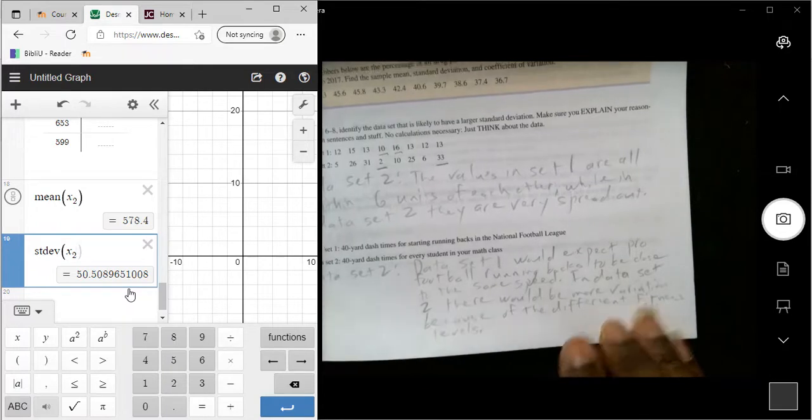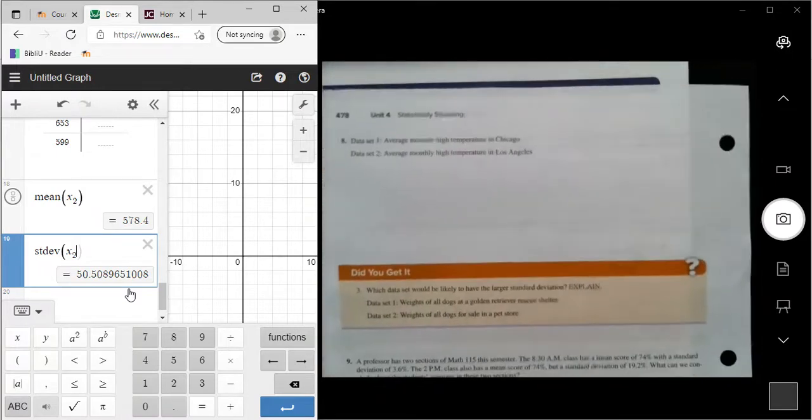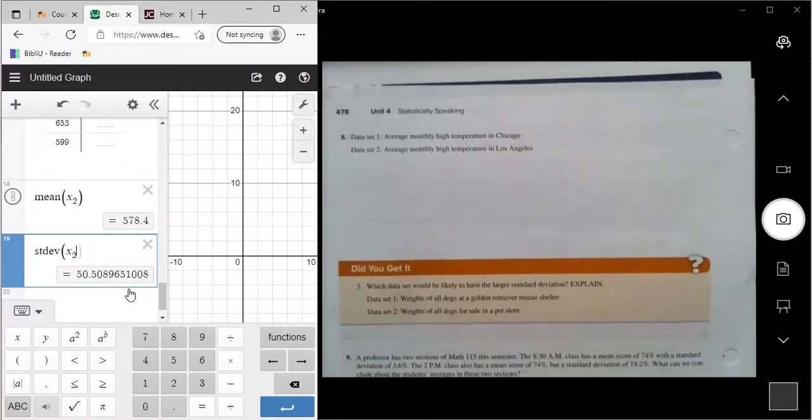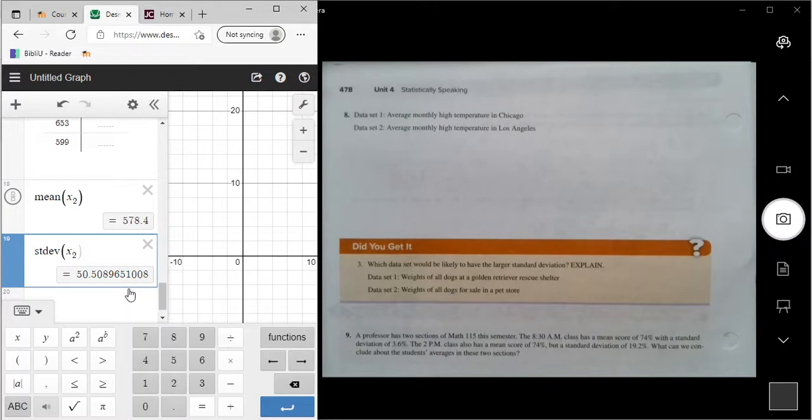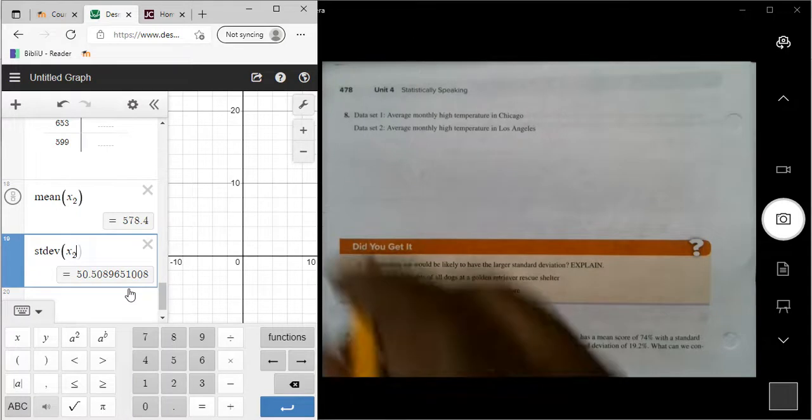Okay, now we move on to the last page of 4-6. Okay, we come here to problem number 8. It says data set 1, average monthly temperature in Chicago. Data set 2, average monthly high temperature in Los Angeles. All right. Now they ask us which one do we think will vary more. So in this case, it'll be data set 1.